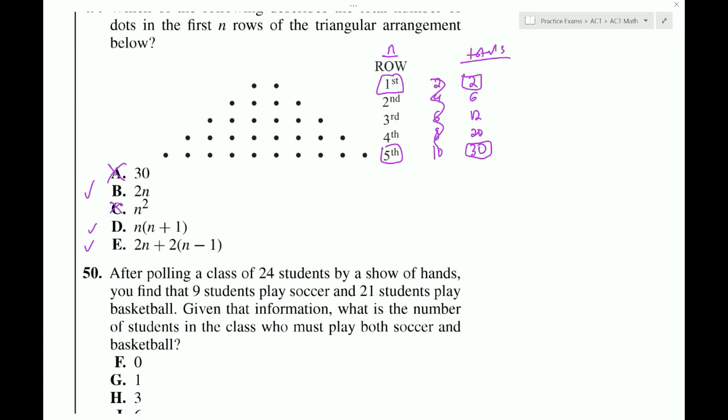Okay, so next I'm going to have to try another input. So let's try plugging in 5 to the remaining choices, and I hopefully will get 30 out as a result. So if I plug in 5 here, I get 10. That's no good. Okay, so then if I plug in 5 here, I get 5 times 5 plus 1, which is 6. 5 times 6 is 30, so that one works again. And then if I plug in 5 on the bottom, I get 2 times 5, which is 10. 5 minus 1 is 4, 4 times 2 is 8, 10 plus 8 is 18, which is not 30, so the only one that survives is choice D.